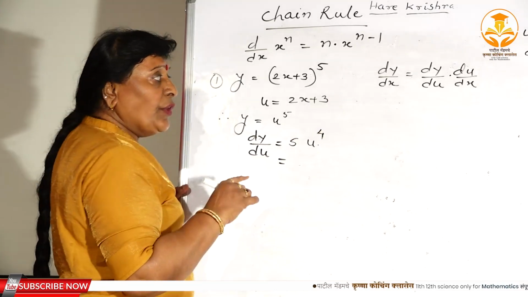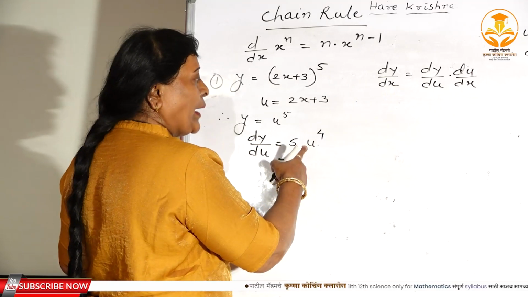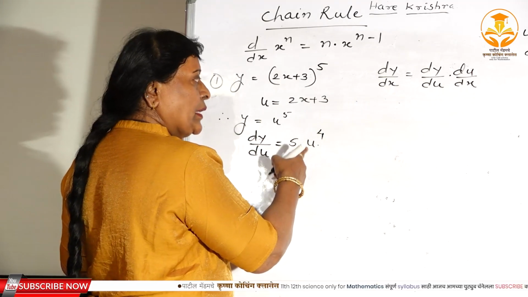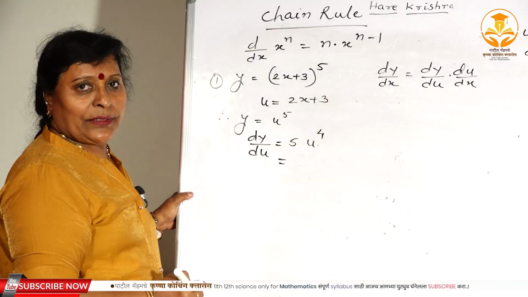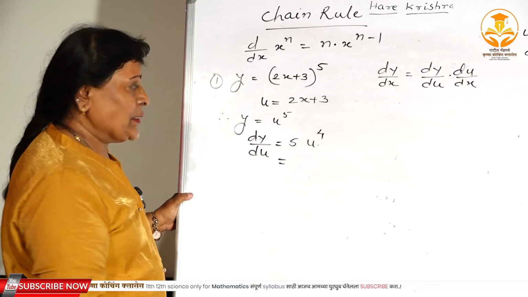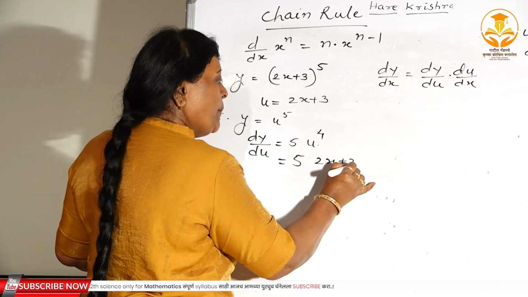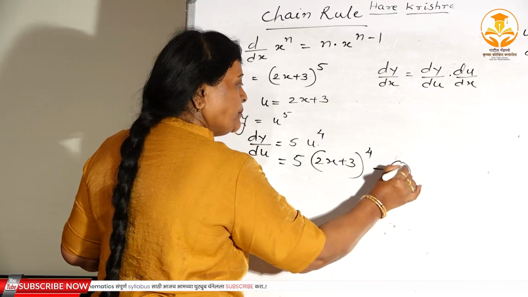But we want to find out the derivative with respect to x. Therefore, no need to write u. Whatever the term u is there, you have to write it in terms of x, because your derivative is with respect to x. Therefore the right hand side must be in the form of x. Therefore in place of u, you can write (2x plus 3) whole to the power 4, isn't it? This is number 1, right?